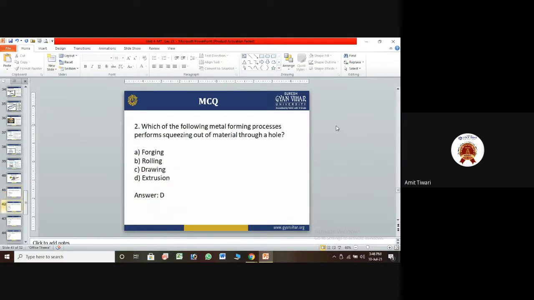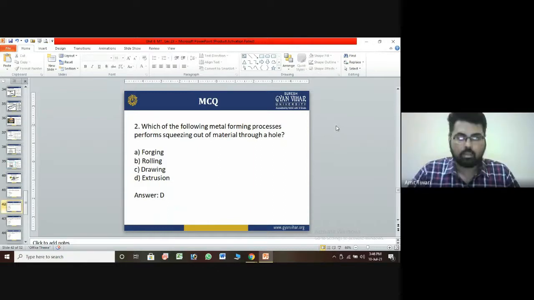Second question: which of the following metal forming processes performs squeezing out of the material through a hole? The options are A, forging, B, rolling, C, drawing, and D, extrusion. The answer is D, extrusion, which means extrusion is a metal forming process where we are making the hole.